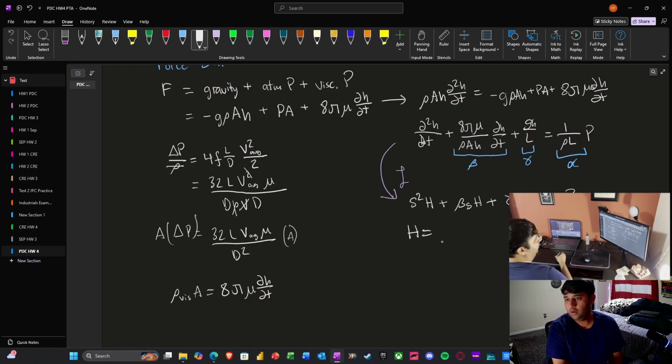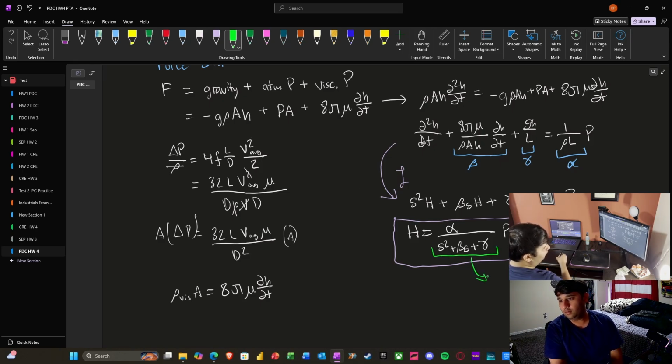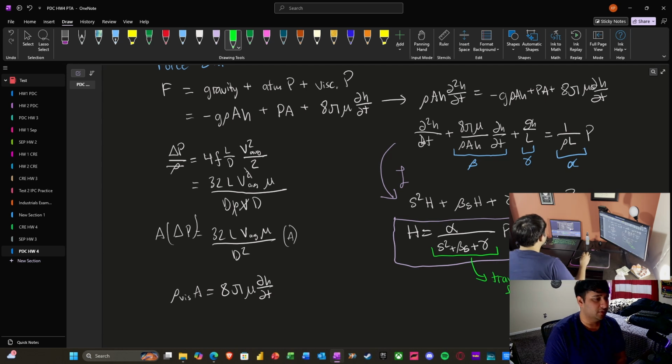And to hash this out, our H will then be equal to alpha over s squared plus beta s plus gamma, all of that multiplied by P. And this is the equation we're going to be using in our code. And specifically, this right here is our transfer function. There we go.